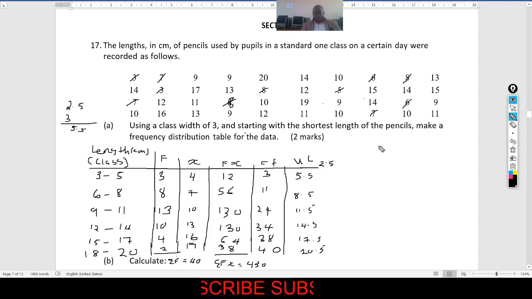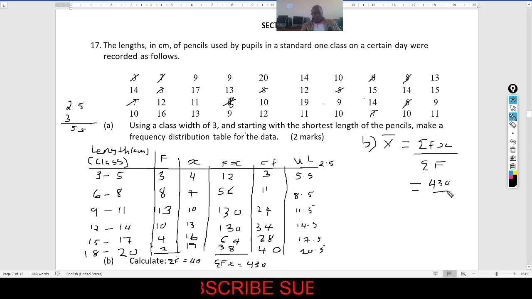From there, in section B, you are now able to answer part B: find the mean. The mean equals the summation of fx all over the summation of f. Our summation of fx is 430, divided by 40. This gives you 10.75. Remember that you are dealing with lengths, which are in centimeters.